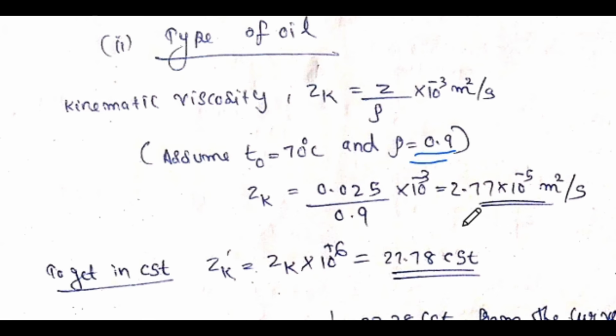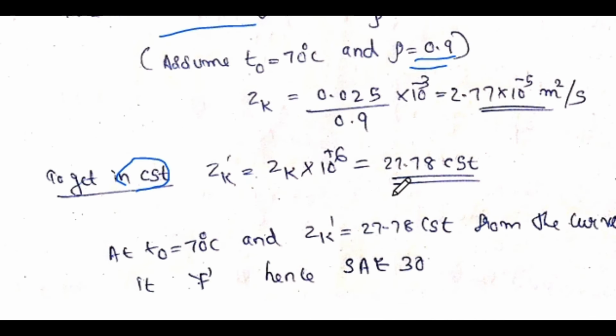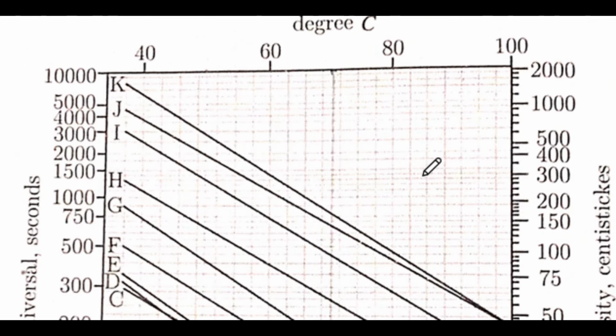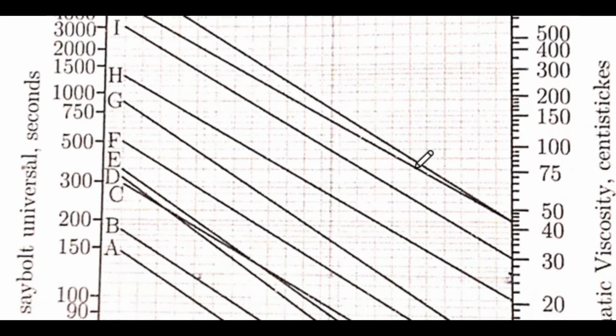But we need the value of kinematic viscosity in centistokes. In order to convert the value from meter square per second to centistokes, we have to multiply it by 10 raised to 6. So this many centistokes will be the kinematic viscosity. Next we need to check which oil it is. Since we assumed the oil temperature to be 70 degrees Celsius and the kinematic viscosity we just found is 27.78 centistokes, we will look at a curve. This is the curve in the data book we will use to solve the problem.